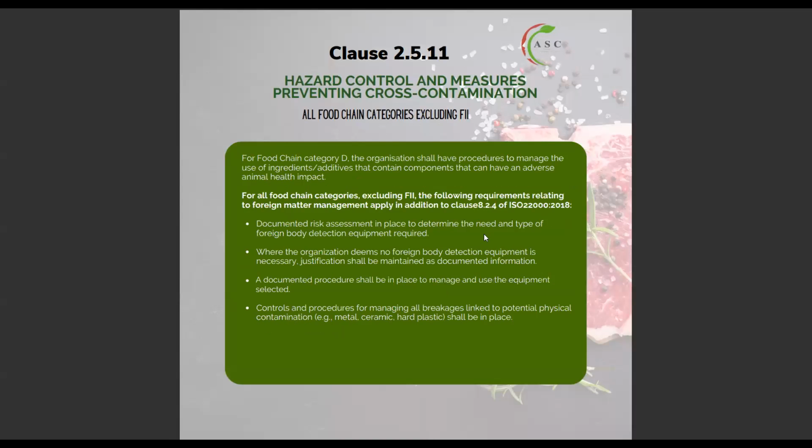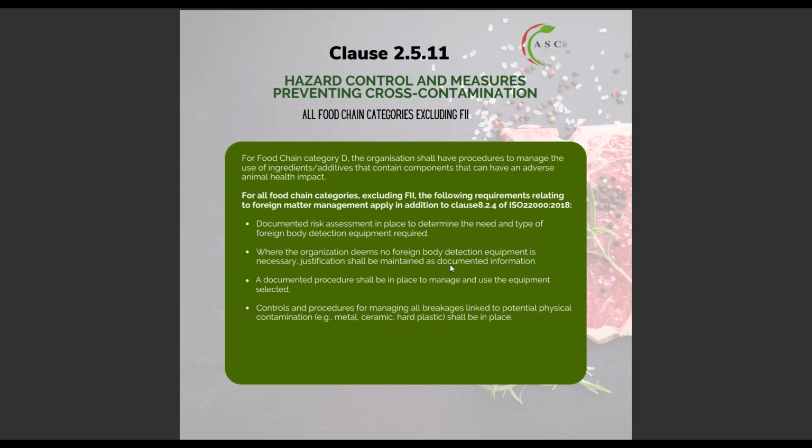Then 2.5.11, there are changes there. The most important change is under C and D, where the site shall ensure that for category D, remember category D deals with the processing of feed and animal feed. So please remember that.